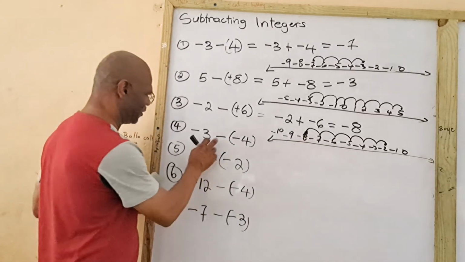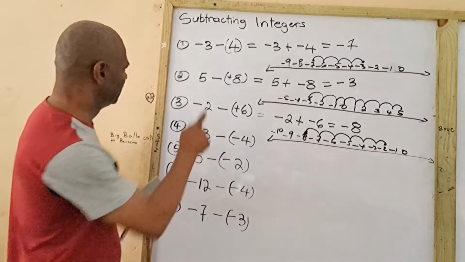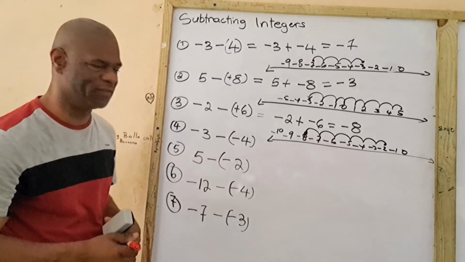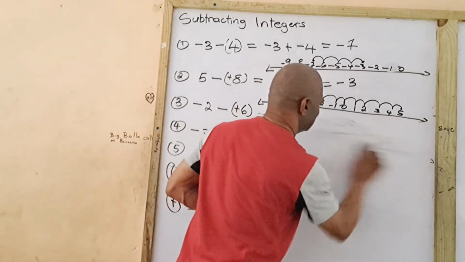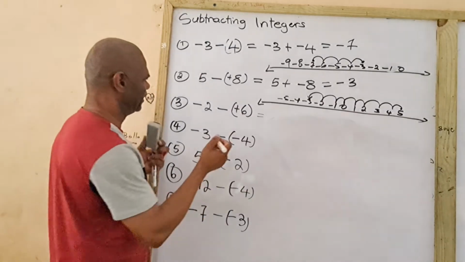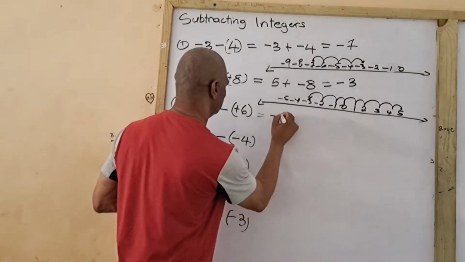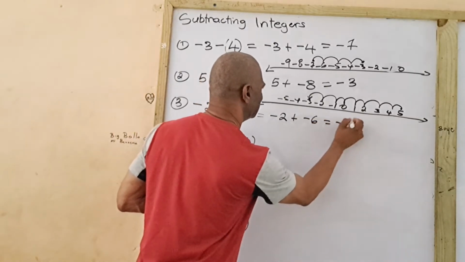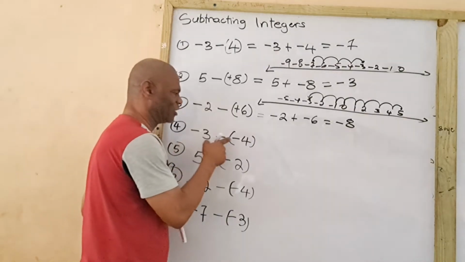Alright, now let's look at this one. So we have negative 3 minus negative 4. I'm going to erase this one so we can make space. Good. So this was, let me just rewrite this: negative 2 plus negative 6 equals negative 8. Now let's look at this one. So we have negative 3 minus negative 4.